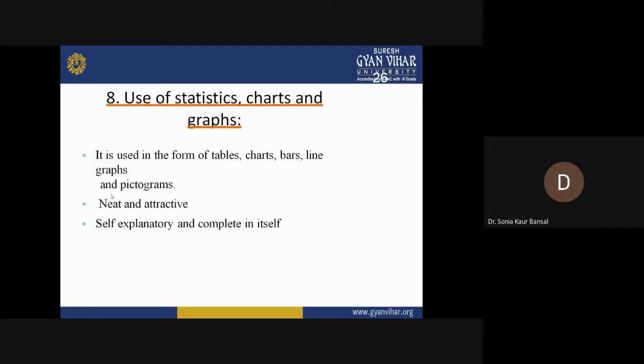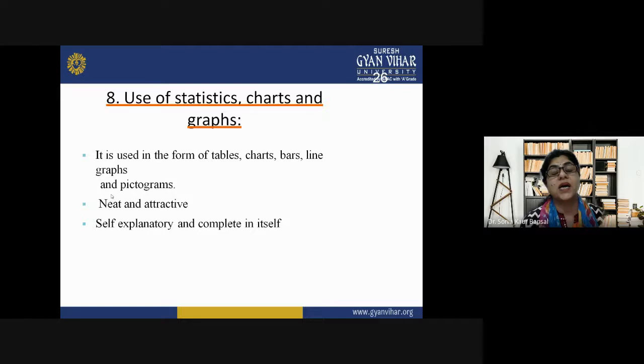It is given in the form of tables, charts, bars, lines, graphs, and pictograms, neat and attractive, self-explanatory, and complete in itself. Statistics, charts, and graphs must give a clear idea about your research and what you have done. Your findings will be indicated through your charts and graphs, so it should be done in a neat, attractive way and be explanatory enough to understand its meaning. Different colors can be given to the graphs, and signs or indicators must be there.